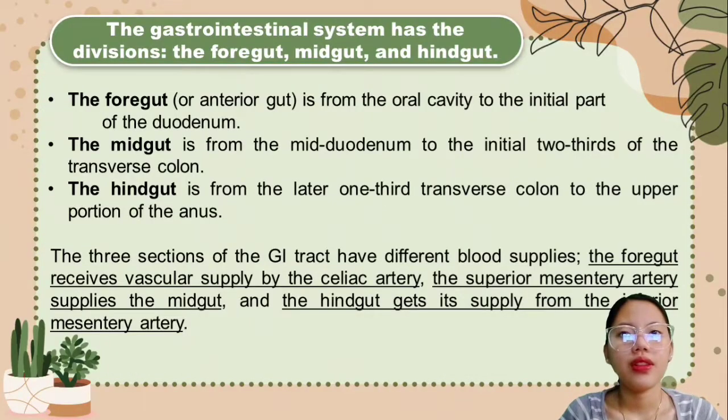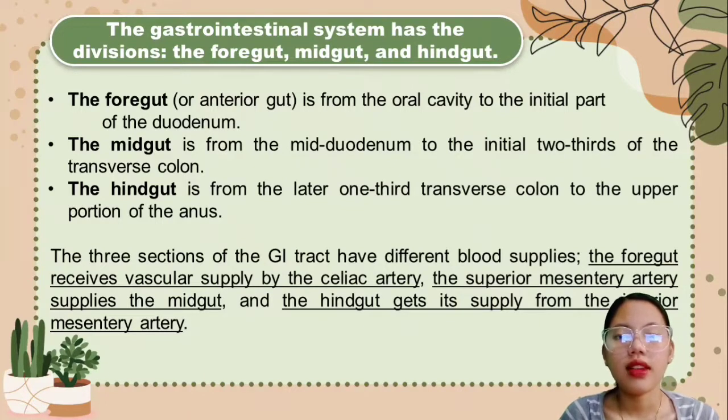So the gastrointestinal system has divisions: the foregut, midgut, and the hindgut. The foregut, or the anterior gut, forms the oral cavity to the initial part of the duodenum. The midgut forms the mid-duodenum to the initial two-thirds of the transverse colon. The hindgut forms the latter one-third of the transverse colon to the upper portion of the anus.